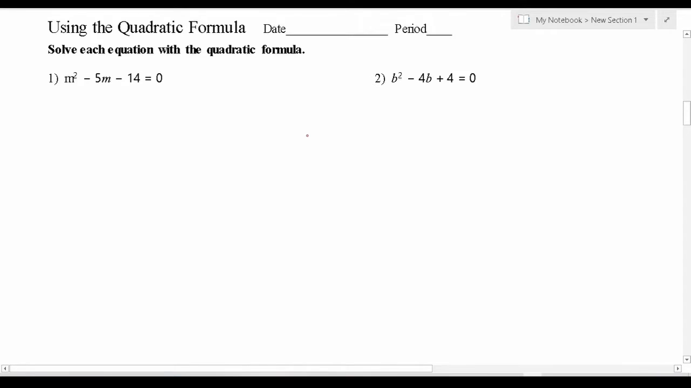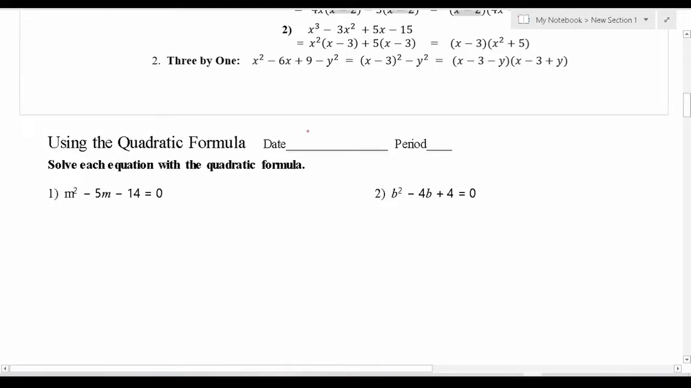To start, again, we're going to talk about using the quadratic formula to solve quadratic equations. And in case you haven't seen it in a while, the quadratic formula is this. Negative b plus or minus the square root of b squared minus 4ac, and that's all over 2a. Again, that is the quadratic formula.